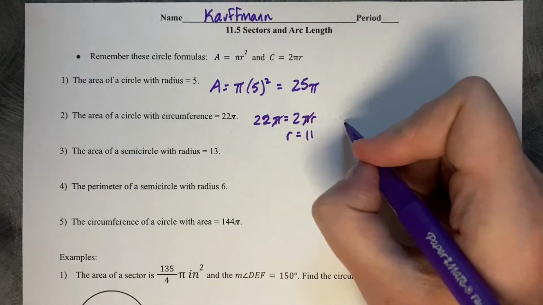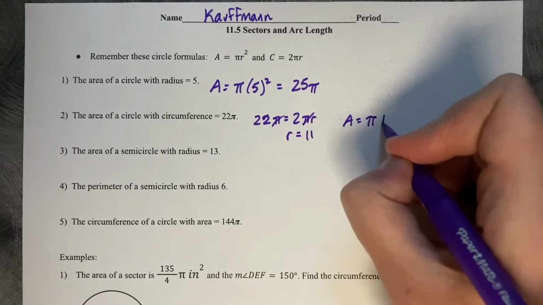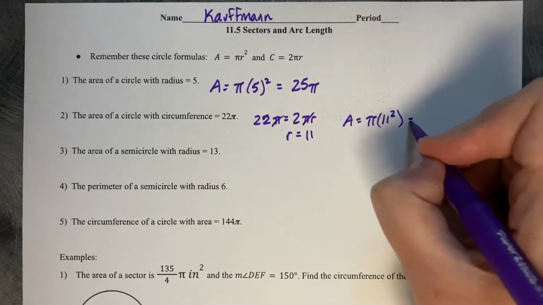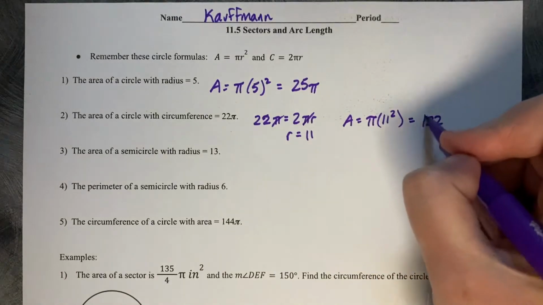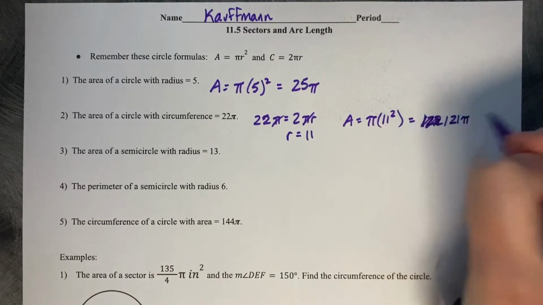So then to find the area of that, pi times 11 squared, which is 121 pi.